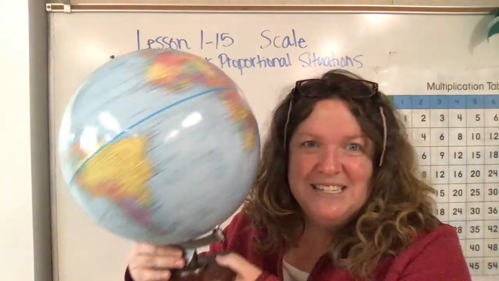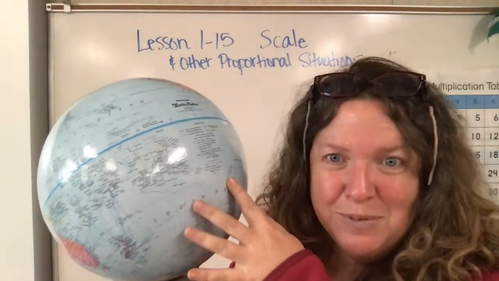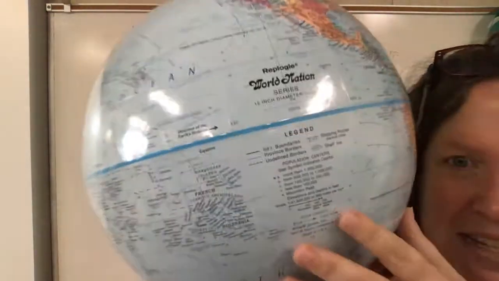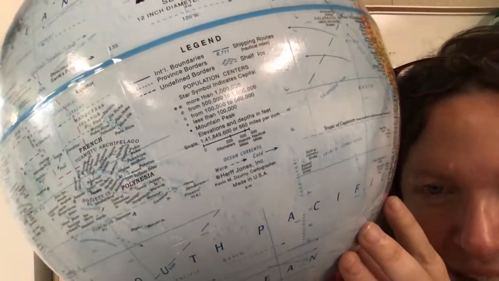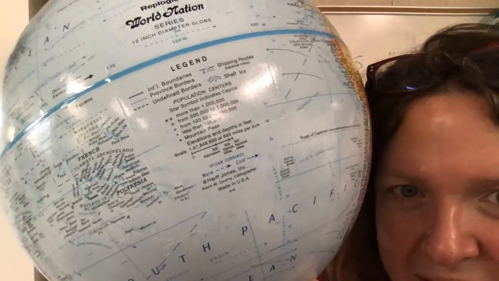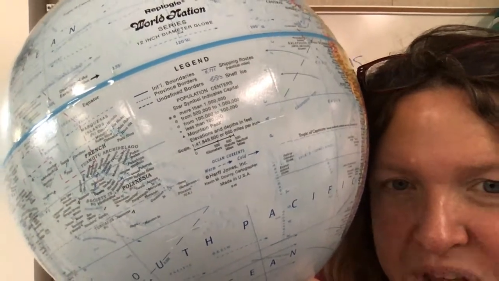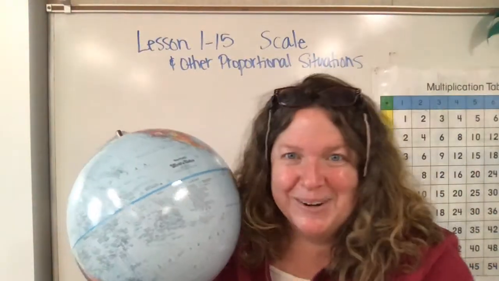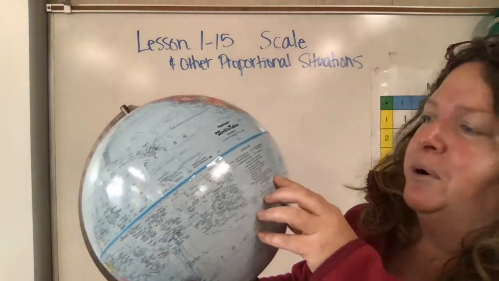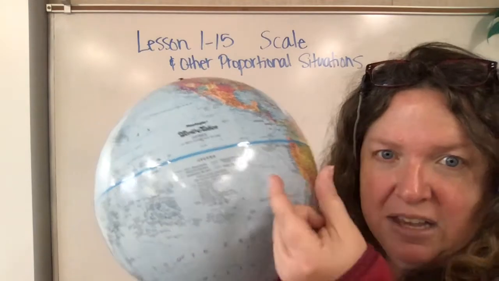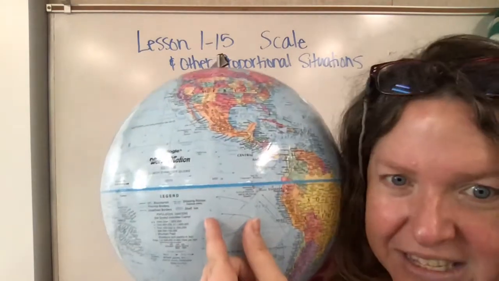Now, the cool thing about this globe is it actually tells me what the scale is. So I'm going to see if I can show you this. Let's see if you can see. Can you see that? Oh, you can see that. Look at that. So there's the word scale right there. It says the scale of this is 1, and then you see the colon, to 41,849,500. And then it interprets that for us. It tells us that 660 miles is every inch on this globe.